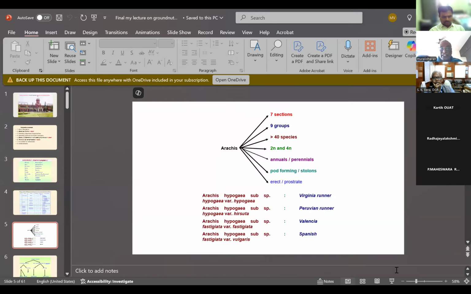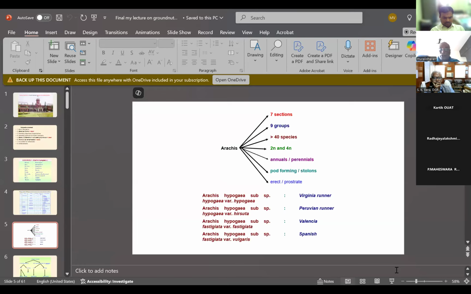We have more than 40 species available. They are in diploid and tetraploid condition, 2n=20 and 2n=40. Annuals are there, perennials are there, pod forming and stoloniferous, erect and prostrate. This wild germplasm gives us immense value for biotic and abiotic stress management. If we plan to cross wild species with cultivated species, we have to use the cultivated species as the female parent. At the same time, we should go for equal ploidy level, which gives better results, and generations will be fewer for our evaluation.